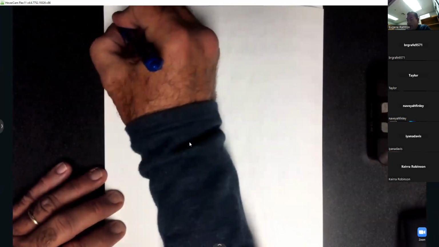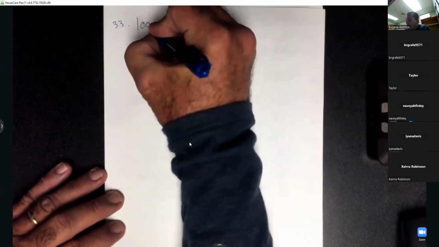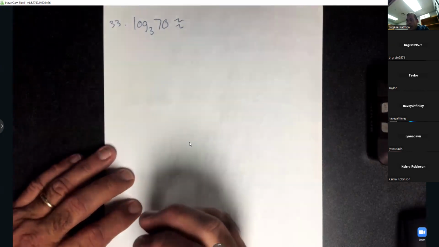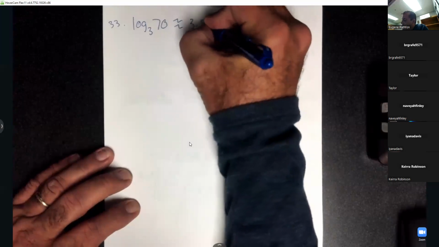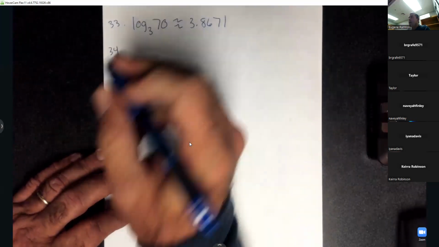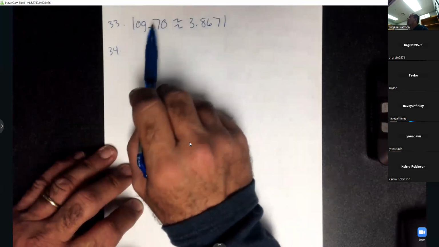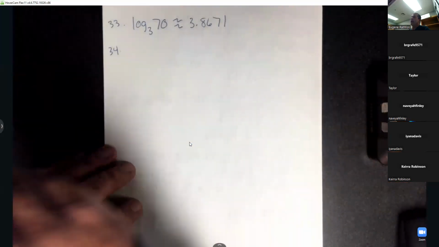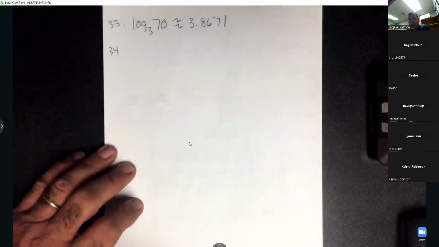All right, y'all. Log base 3 of 70. So either method y'all can do, punch that in and see what we get. Okay, you're quick. 3.8671, perfect. So old school would be log of 70 divided by log of 3. The other method, just go find that log base, put in 3 and 70 and be done.